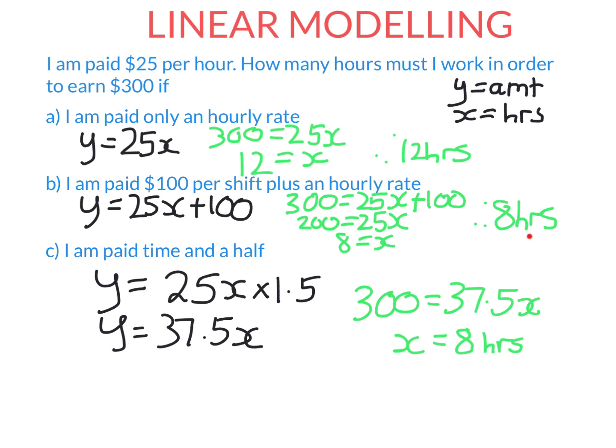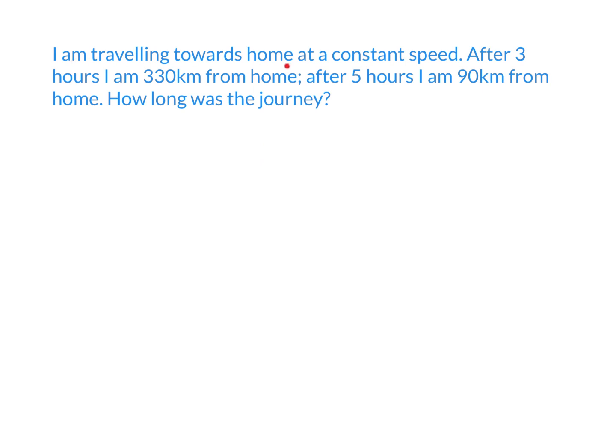Or if I work 8 hours but get $25 per hour plus $100 per shift, either way I will earn $300. All right, let's look at a more challenging example. So I'm traveling towards home at a constant speed. After 3 hours, I'm 330 kilometers from home. After 5 hours, I'm 90 kilometers from home. How long was the journey?